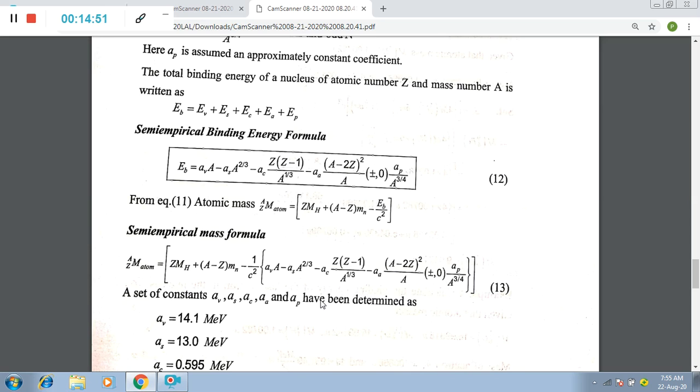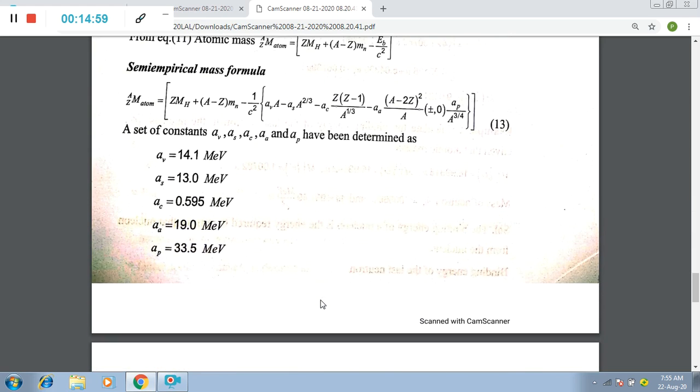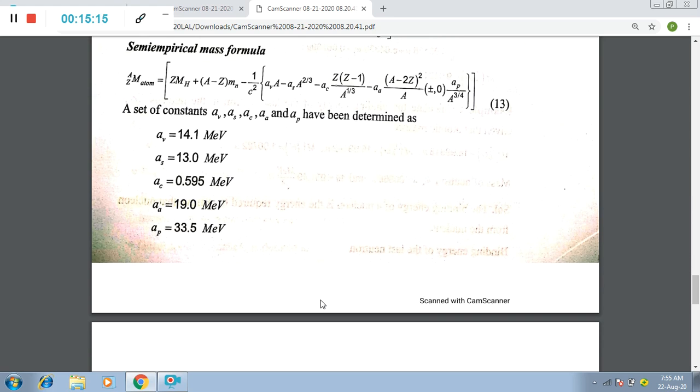A set of constants Av, As, Ac, Aa and Ap have been determined as Av equals 14.1 MeV, As equals 13 MeV, Ac equals 0.595 MeV, Aa equals 19 MeV, and Ap equals 33.5 MeV.